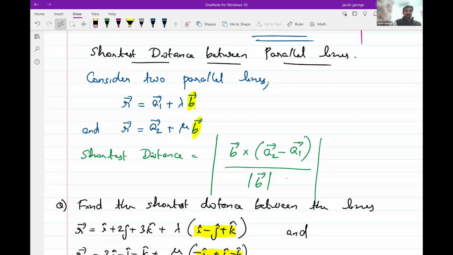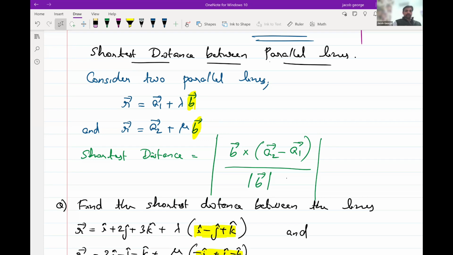So at that time b1 cross b2 is not there. Instead of b1 cross b2, we write b vector, then cross a2 minus a1 by magnitude of b vector. This is for parallel lines. Please note down the formula, shortest distance between parallel lines. For parallel lines, there is no b1 and b2. They are proportional. We will make it the same, b vector.